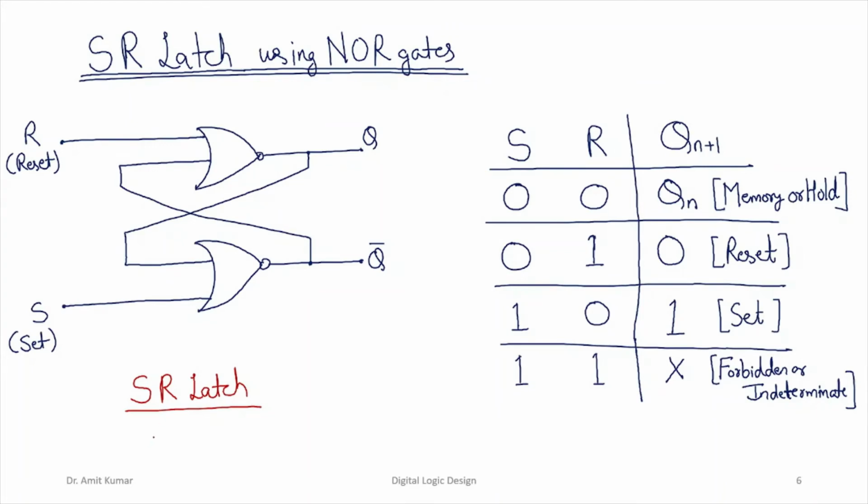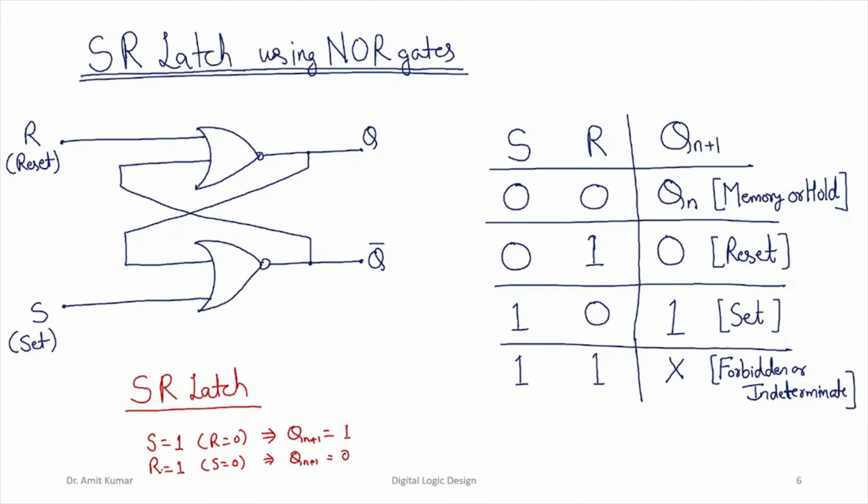If S is active high, definitely R has to be a 0. In that case, the output is going to be the set state. If R is active high, definitely S has to be a 0 in order to reset. So if R is active high, the output will be in the reset state.